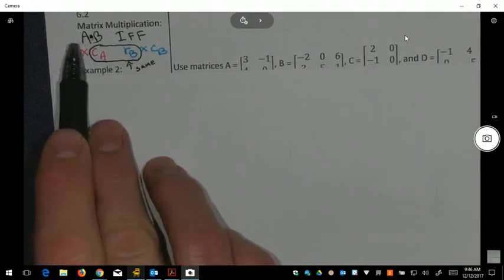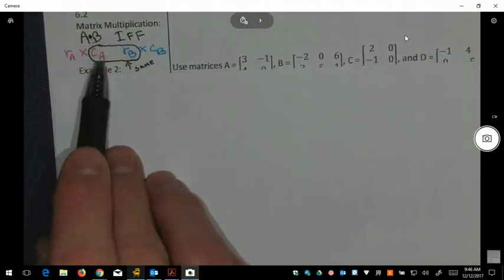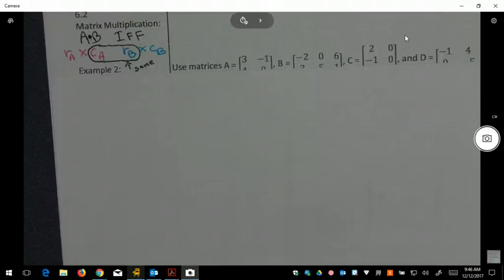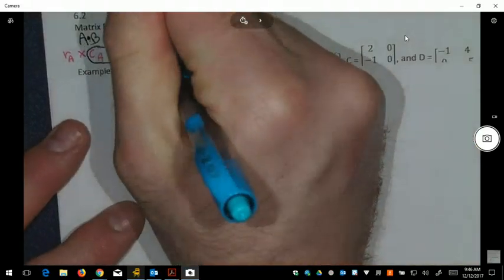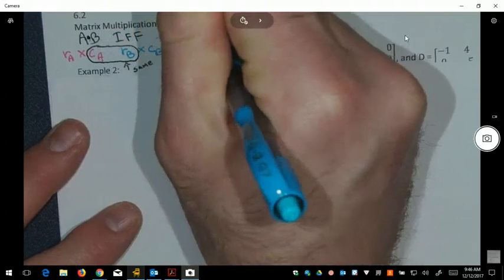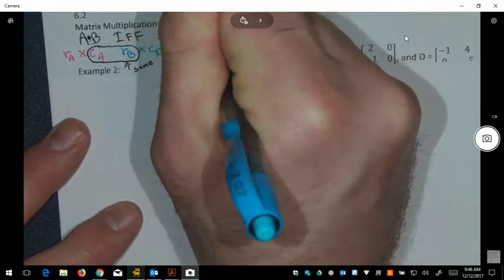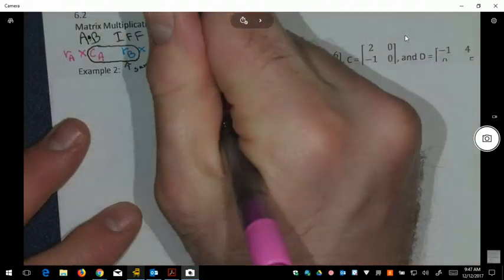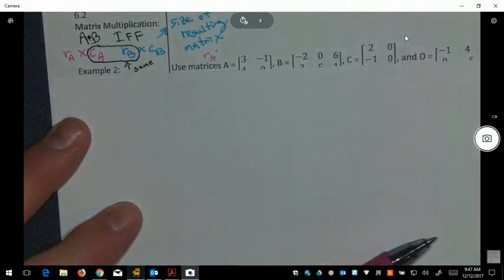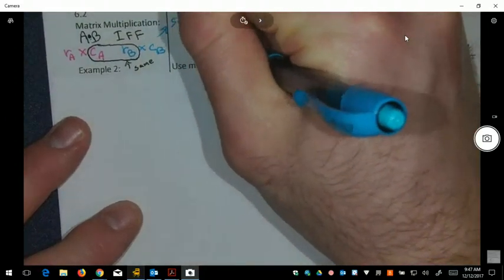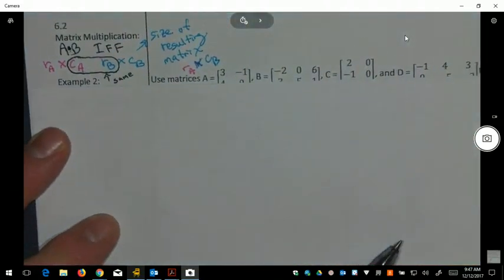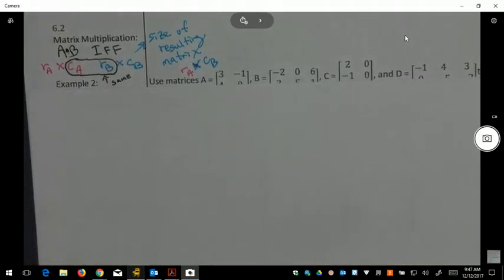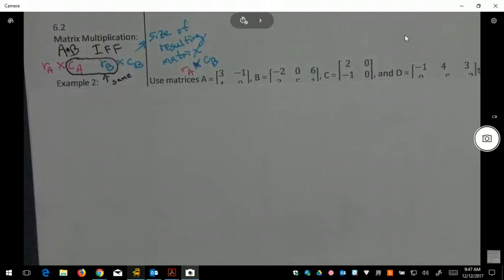The columns of the first matrix listed in the product and the rows of the second matrix, when you look at their dimensions, have to be the same or it's not possible. In addition, the size of the resulting matrix will be the rows of matrix A and the columns of matrix B. The rows of matrix A and the columns of matrix B. I'll give you a numerical example in a second. But that's the test, to see if you can even multiply them.